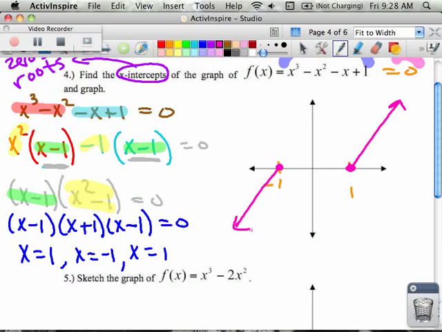Okay, I'm going to give you 60 seconds. Finish the graph and then compare with the neighbor. You know it has to look like an S.